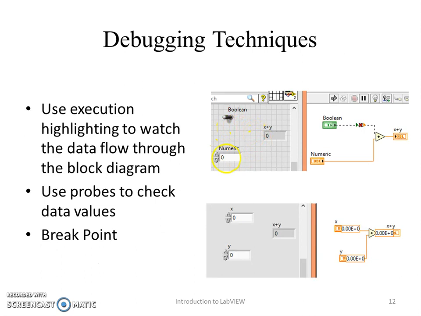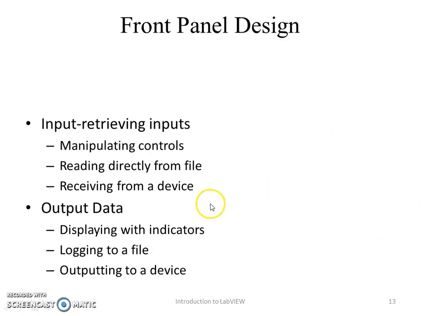So this is another example of wrong input. The numerical addition expects a numerical control here, and I have given a Boolean control, so obviously it is wrong data in. The wires are broken and the run command is in a broken manner. If I change it, I will get the correct result.